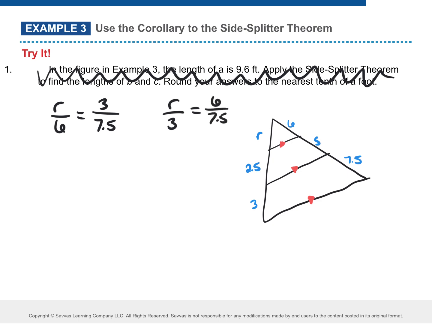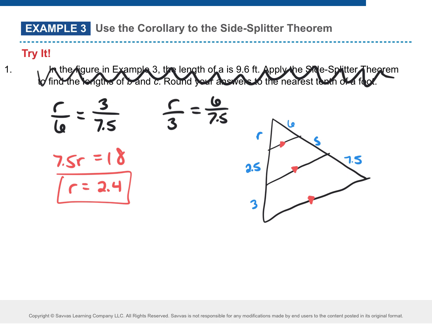So if I cross multiply here, I have 7.5R equals 18. Help me out. If I divide those, what do you get? What's 18 divided by 7.5? 2.4. I heard 2.4. Remember on tests, I won't be very picky about how you round things, just as long as you're in the general ballpark range. So R is 2.4.